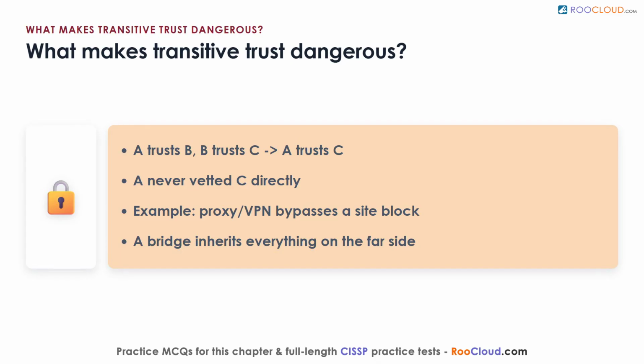Say a company blocks a distracting website to keep staff focused. A worker who cannot reach it directly connects to an outside proxy or VPN, and that service reaches the blocked site on their behalf. The block is bypassed through the middleman. Anytime you allow a bridge, you may inherit everything on the far side of it.